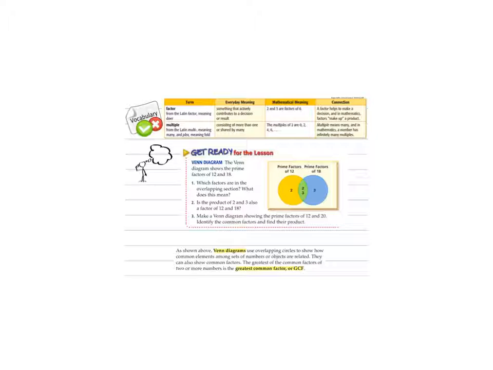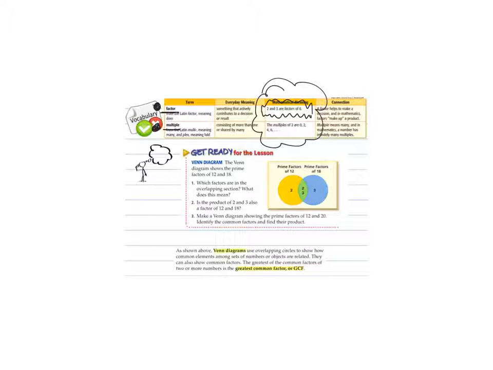So we know what factors are, and we know what multiples are because we've talked about factors and we talked about multiples. Remember, like 2 and 3 are factors of 6 because 2 times 3 is 6. And then the multiples of 2 would be like 2, 4, 6, 8, 10, 12, and so on. So you might want to write these words down with examples just to remind yourself.